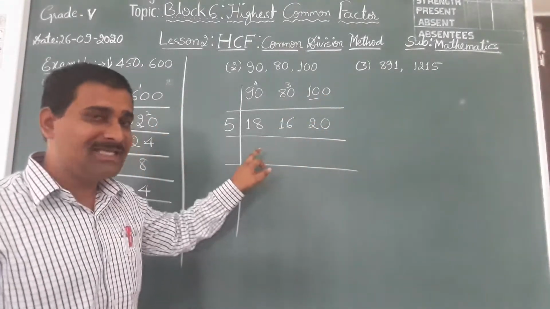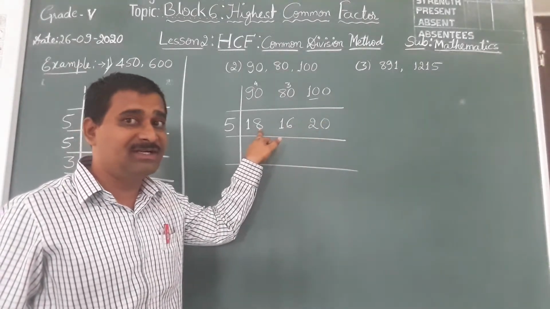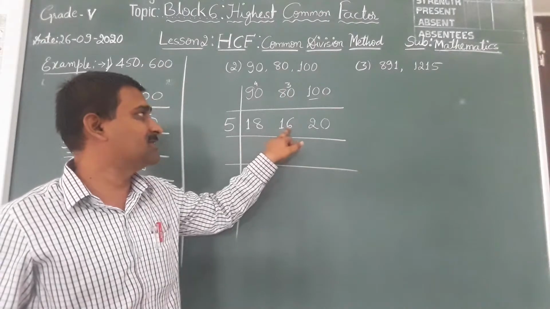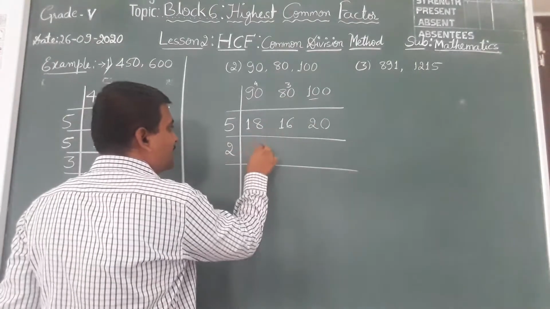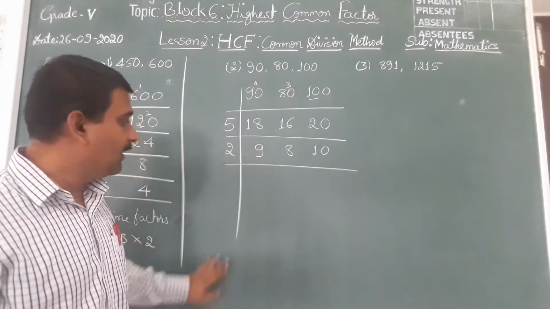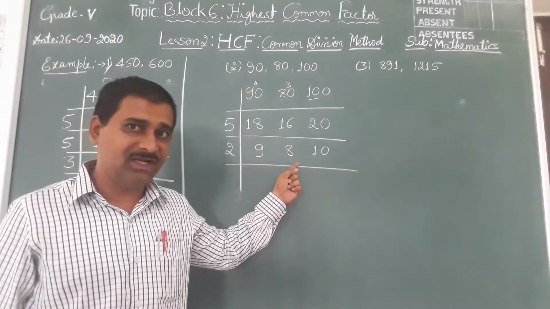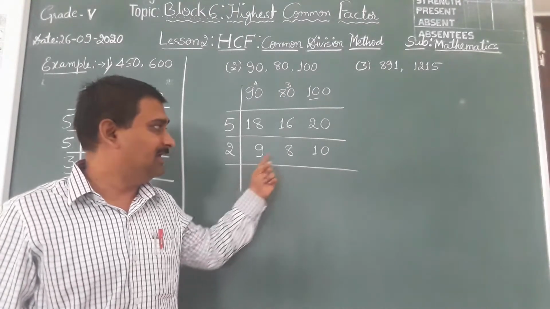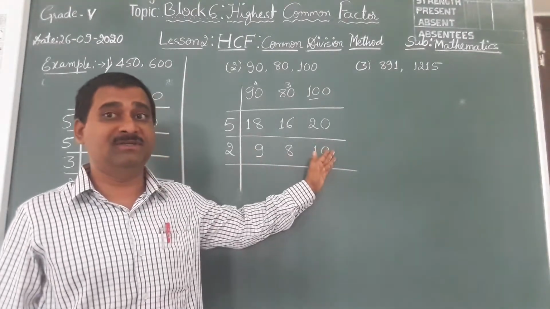See children, in the ones place if you find 0, 2, 4, 6 and 8, those numbers are divisible by 2, that we know. Here 6, 8 and 0 mean these numbers are divisible by 2. So 2 nines are 18, 2 eights are 16, 2 tens are 20. Now let us see, children, very small numbers 9 and 8. Definitely they will not divide by a single table. It is not at all possible. 8 and 10 can be divisible by 2, but all three should be divisible by it.